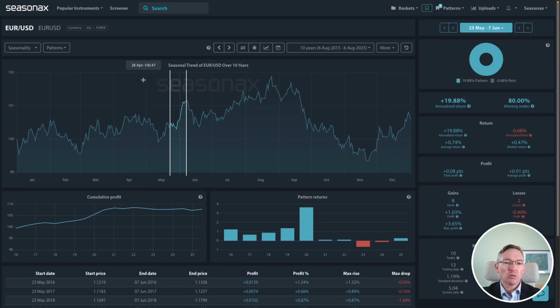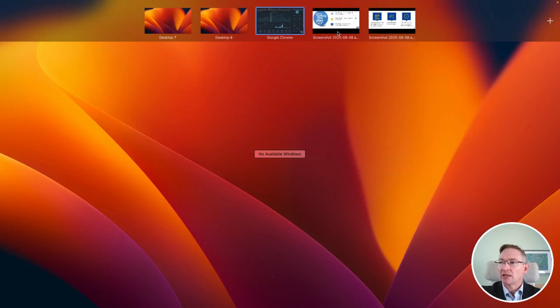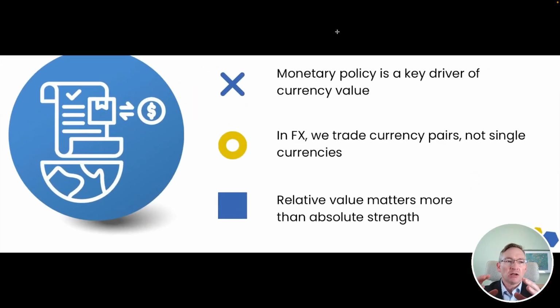Now, what did we know at the time? Well, at the time, we knew that it had been a turbulent year so far for Donald Trump and his second term. And looking at the interest rate expectations between the Federal Reserve and the ECB, we saw an opportunity. And the key to understanding this opportunity is to know that when you're trading monetary policy divergence, the relative values matter more than the absolute strength.